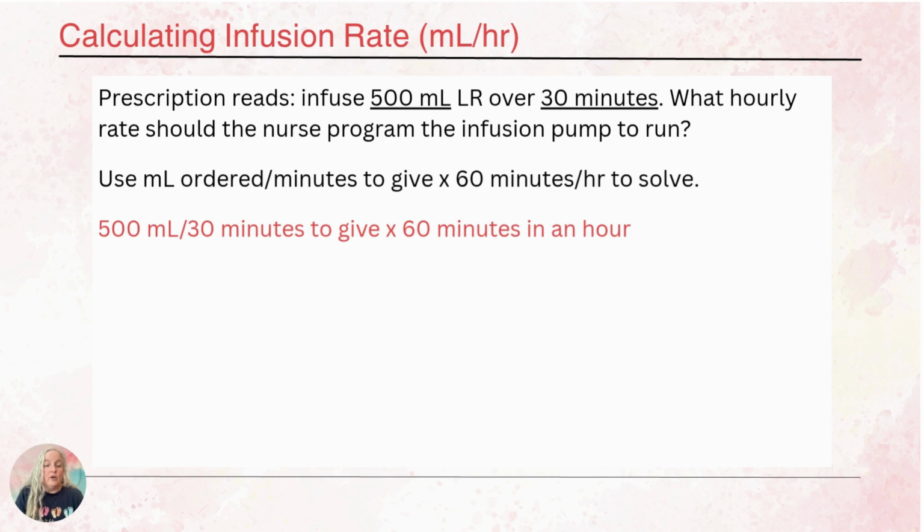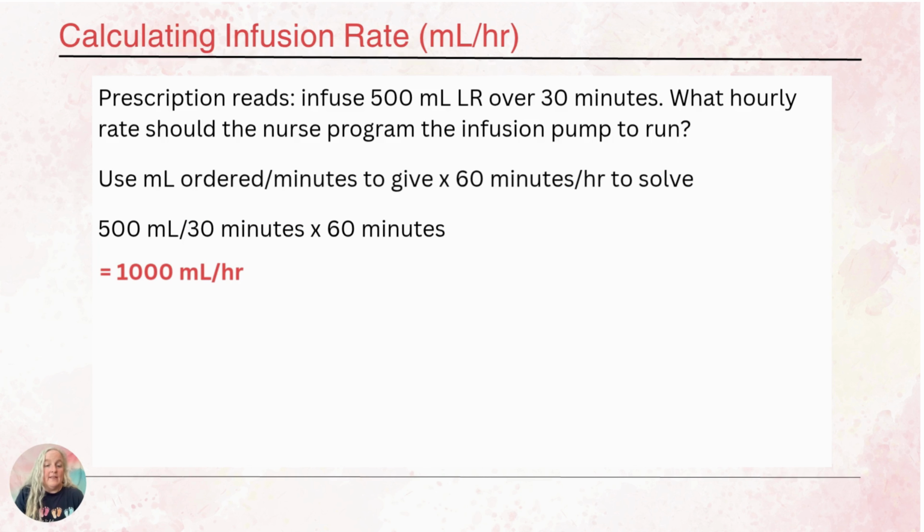So we have ordered 500 milliliters divided by our minutes to give, which is 30, and then times 60 minutes in an hour. And we will find that this total is 1,000 milliliters per hour. And that is our infusion rate to run over 30 minutes.